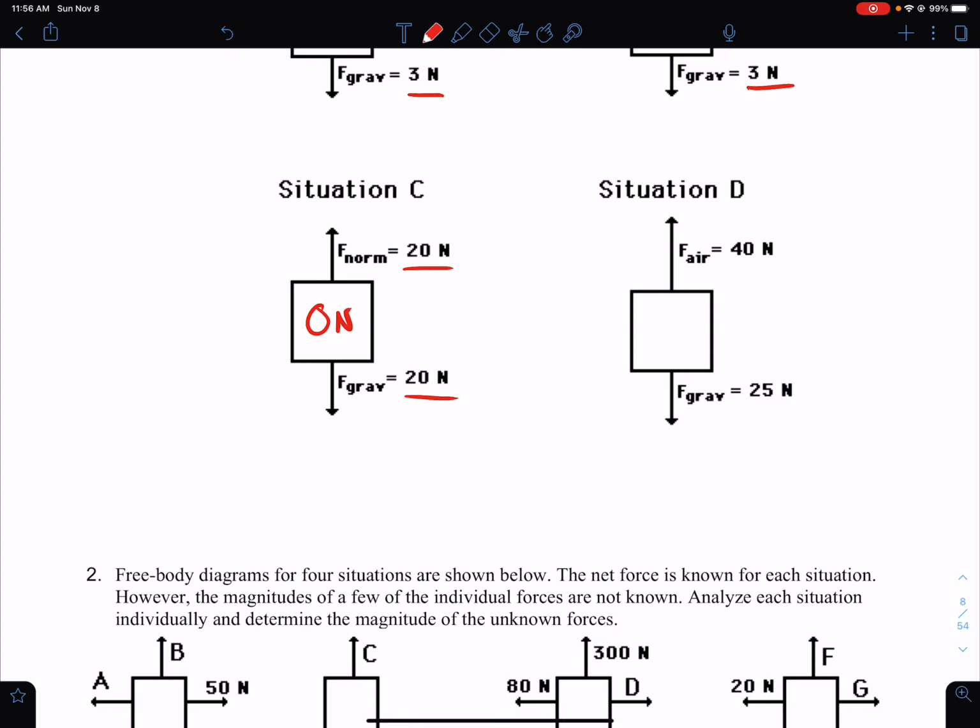The last one, you have 40 newtons acting upwards, 25 acting downwards. So if we take the sum of these, you got 40 minus 25, you've got a value of 15 newtons that's acting upwards.